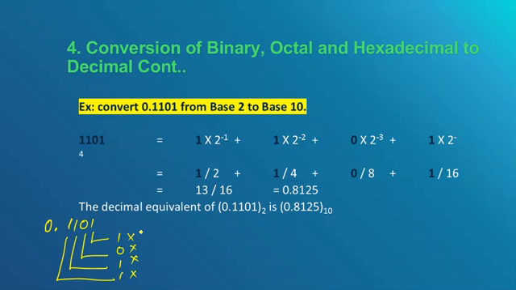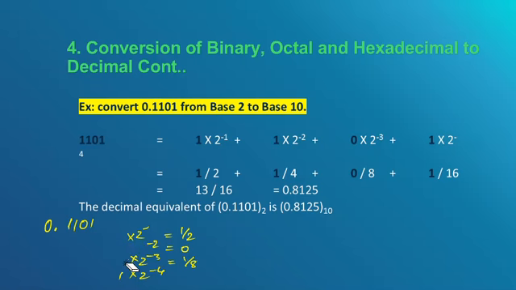It's a fractional part, so the base is 2. So fractional part, you have to start with -1. So -2, -3, -4. So which will be equal to 1 by 2. This will be 0. This will be 1 by 8. Sorry, it is 2 power 1, 2 power, I'm sorry. Okay, now this is a little bit wrong over here.